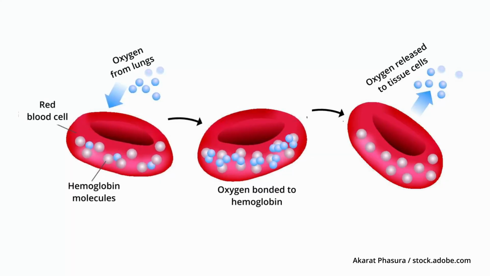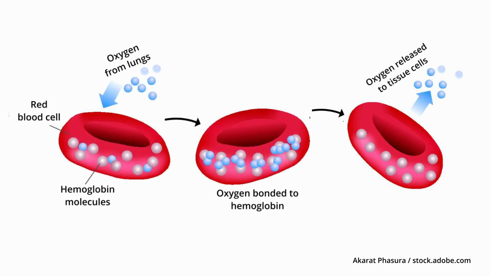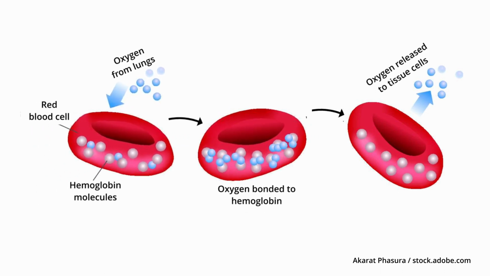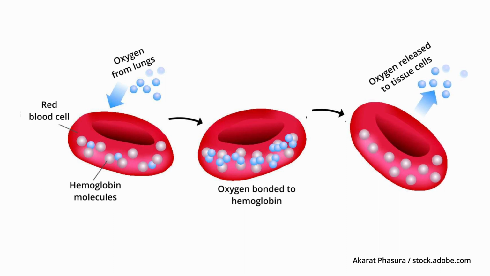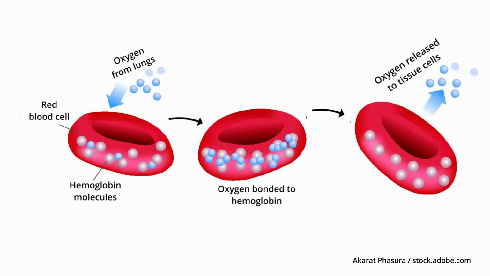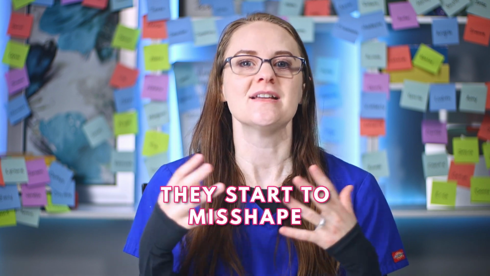Now, step number 2 happens as those red blood cells are oxygenated and deoxygenated. Normally, red blood cells go into the lungs and oxygen binds to hemoglobin molecules on those red blood cells. Then the red blood cells travel around and give that oxygen to the tissues throughout the body. Then they go back to the lungs to be reoxygenated. But during sickle cell anemia, when the hemoglobin on that red blood cell gives up its oxygen, it starts to misshape.